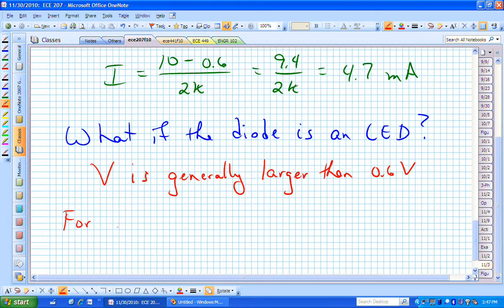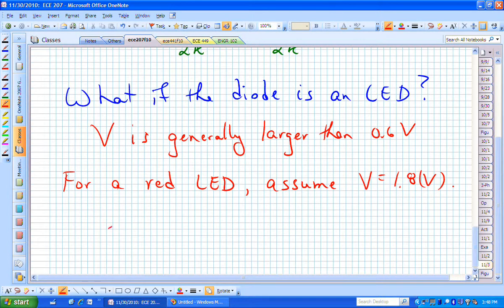As one example, if we had a red LED, which is why you saw a lot of red LEDs, those were the easiest to build, or the first to come into existence, that might have a forward voltage around 2 volts. Let's just assume that it has a forward voltage of 1.8 volts. If that's the case, we still have the same governing KVL equation. It's just that we have to replace the V with 1.8 where it was 0.6 before.